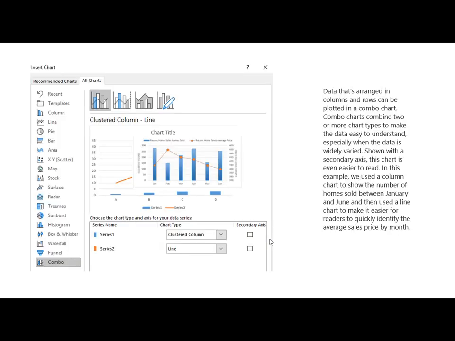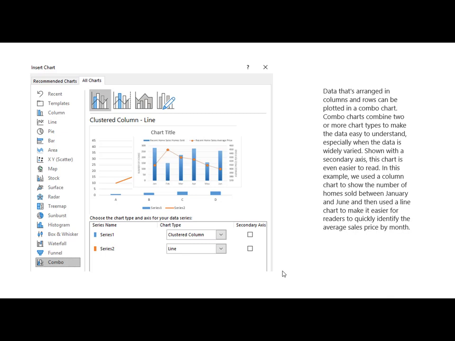Combine two charts. This is also good because it allows us to see two types of charts on the same chart. Like here we can see the line and the column chart, and to do that we may need to add another second y-axis called secondary y-axis. Data that's arranged in columns and rows can be plotted in a combo chart. Combo charts combine two or more chart types to make the data easy to understand, especially when the data is widely varied. Shown with a secondary axis, this chart is even easier to read.